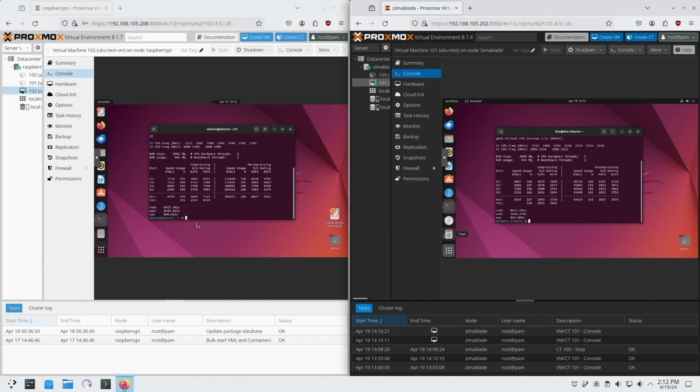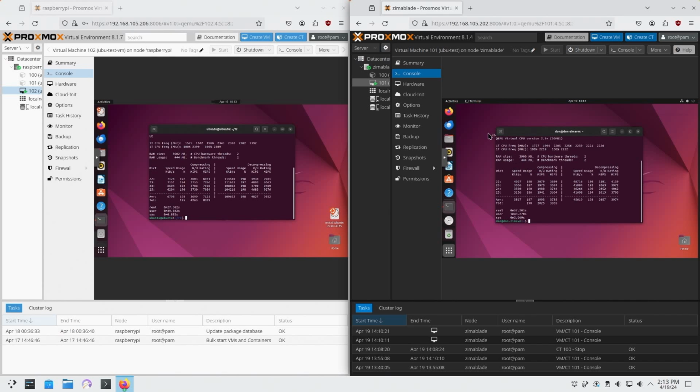And here we go, we are finally done. So 27 seconds compared to 57 seconds right over here. And you can see it's 3,735 on the compression and 3,974 on the decompression. So honestly, I thought the numbers for the Zimablade would be a lot better, but unfortunately it is not, and it's not looking so good.